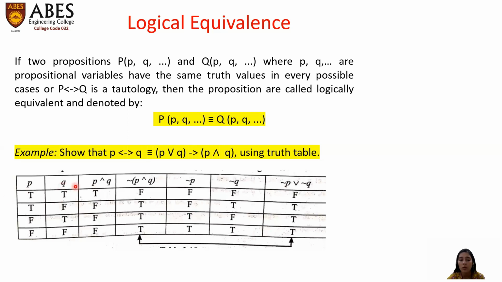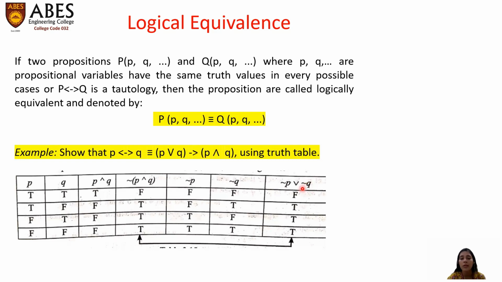When P is true and Q is true, the value of this expression is false and the value of this expression is also false. When P is true and Q is false, the value of this expression is true, and here also the value of this expression is true. So here we can see that the corresponding truth values are the same. Now we can say that these two propositions are logically equivalent.